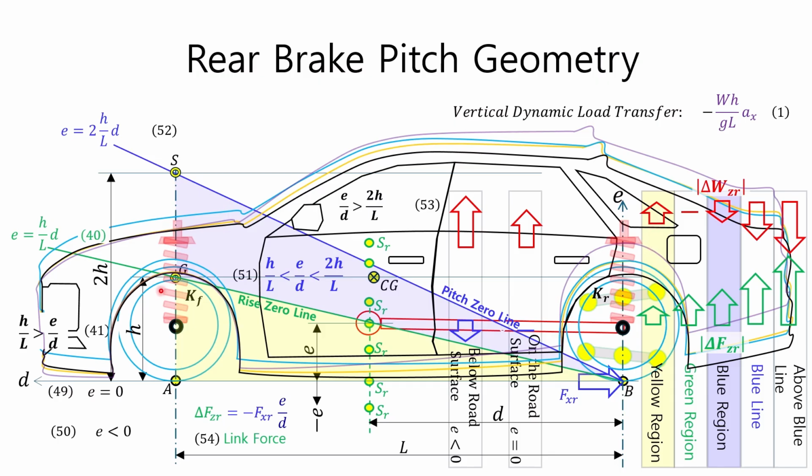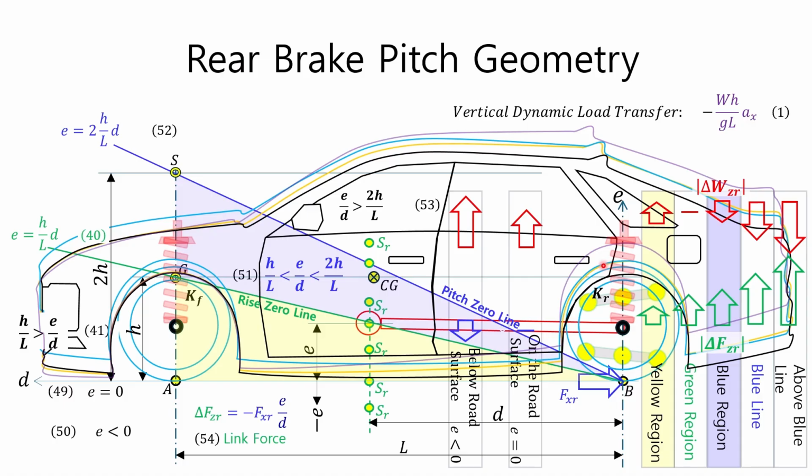Ride height decreases at the front and increases at the rear compared to the steady state. If the virtual reaction point, SR, exists on the green line, the spring force, delta WZR, becomes zero, the rear spring displacement is zero, and delta FZR acts in the direction of tensioning the suspension links. In this case, the absolute magnitude of the force, delta FZR, is equal to the total vertical dynamic load of the vehicle. Since there is no change in rear ride height, this case is rise zero.